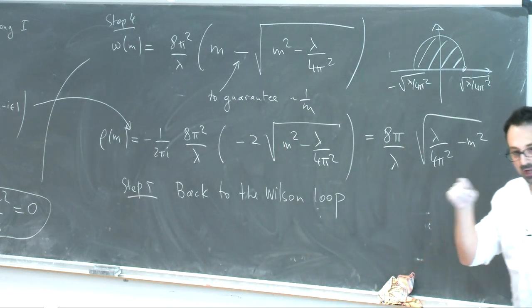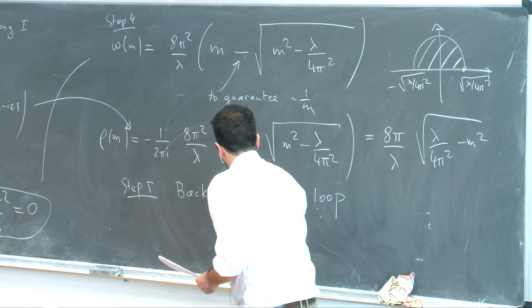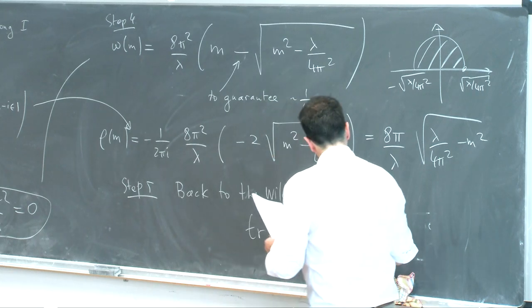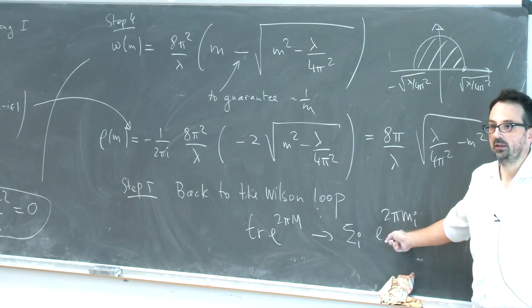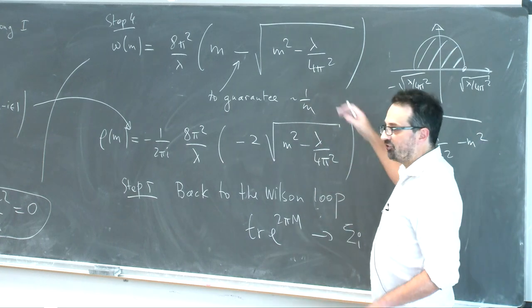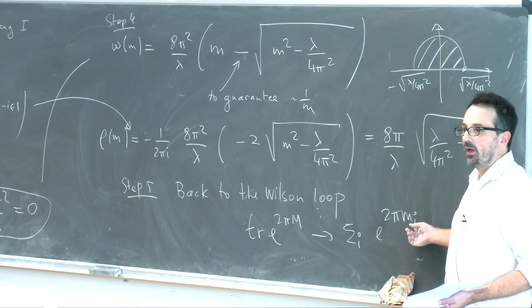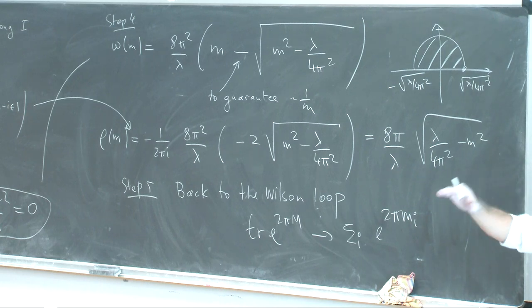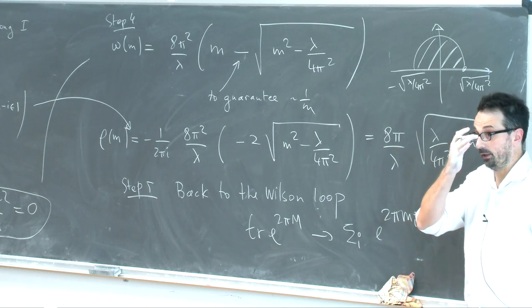So the crucial observation, which also applies to the exercise in the problem set about symmetric and asymmetric representation, is that we have a trace over e to the 2 pi m. This becomes sum over i, e to the 2 pi m_i, and this is order 1 in N. What generated this distribution was the action that was order N squared, and this is now order 1. So this does not back-react on it, and we can take the Wigner semicircle distribution as the background and insert this in this background. There is no deformation of the distribution of eigenvalues.